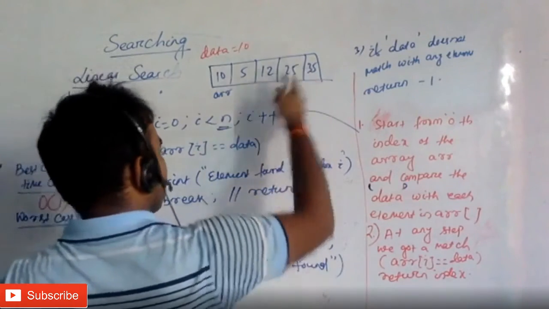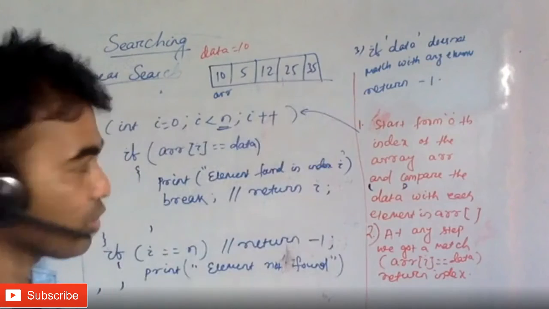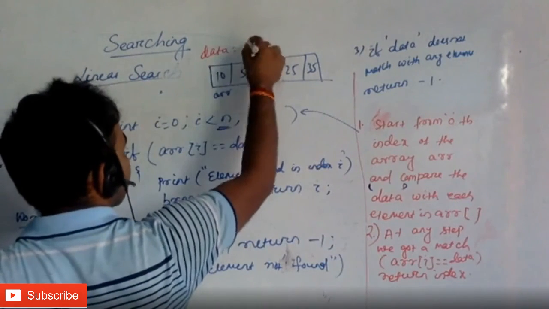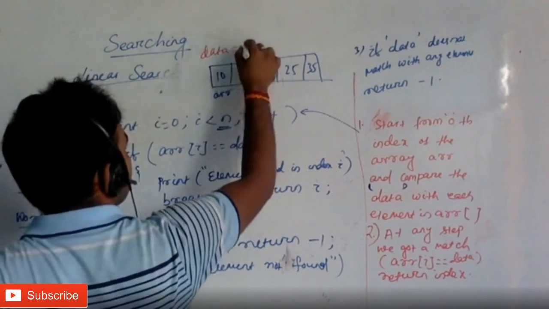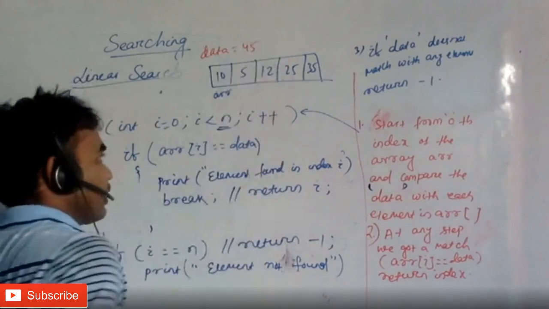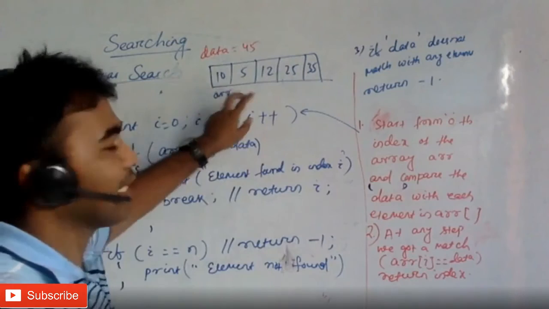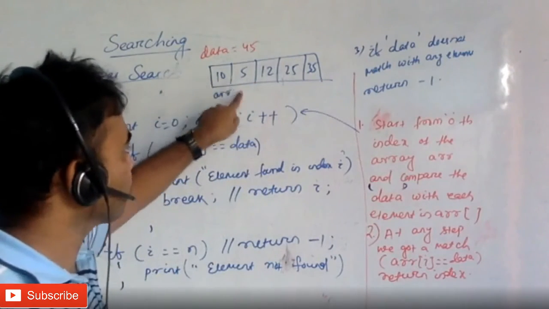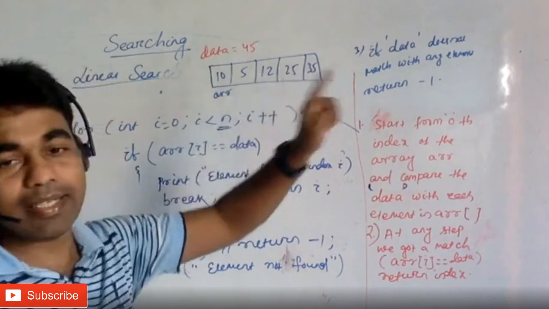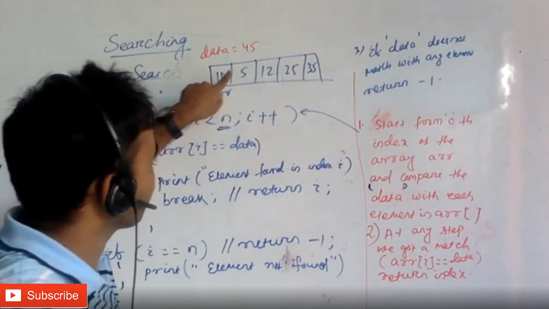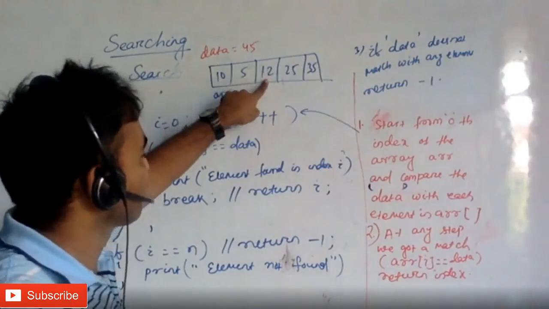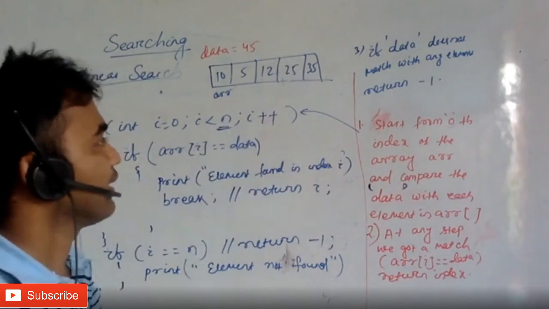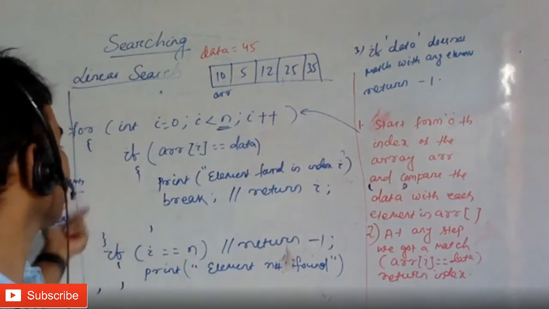Similarly, suppose I am searching for something like 45 instead of 10, which was the best case. I don't know whether this element is present or not, so I need to keep traversing each element. Is this 45? No. Is this 45? No. Is this 45? No. Is this 45? No. Is this 45? No. That means this element does not exist.